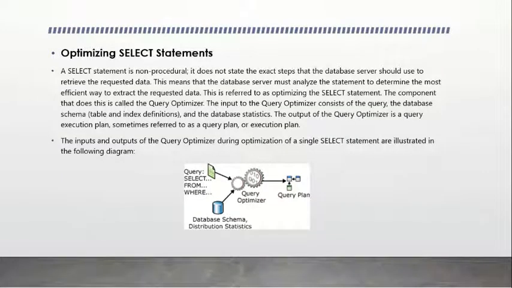Optimizing select statements. Select statements are non-procedural, which means they do not specify the exact steps that the database server should use to retrieve the requested data. This means that the database server needs to formulate a plan to determine the most efficient way of extracting the data. This process is referred to as optimizing the select statement, and the component which does this is the query optimizer. The input to the query optimizer is the SQL query, the database schema, and the database statistics, and the output produced by it is a query execution plan, also called a query plan.